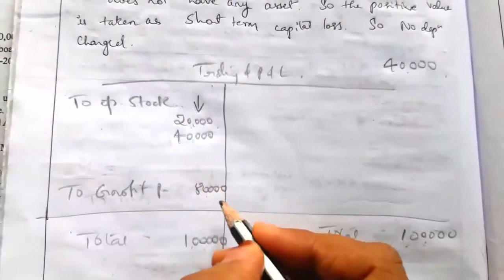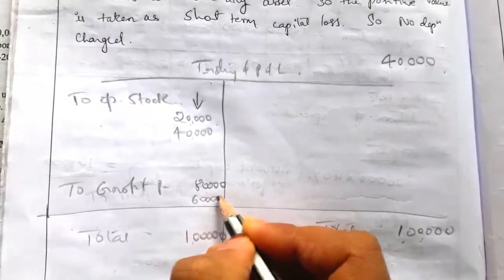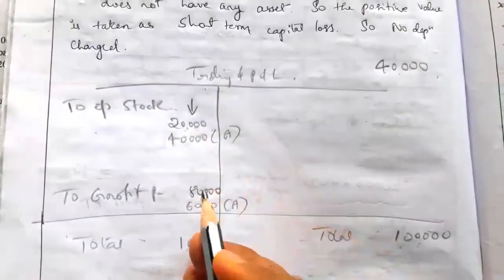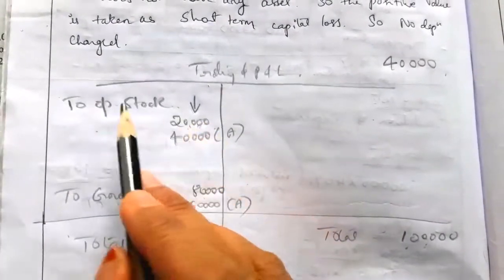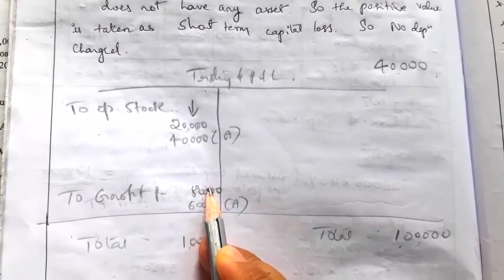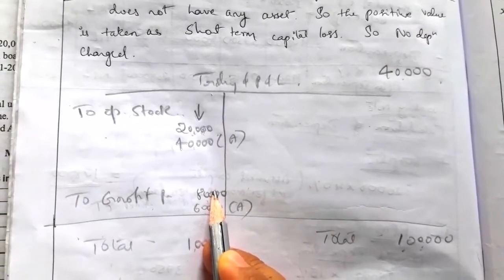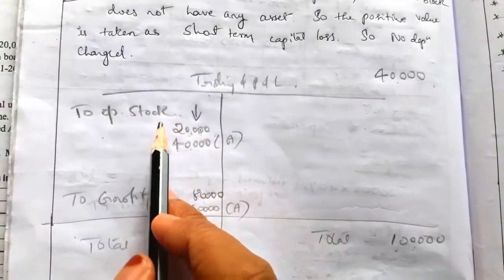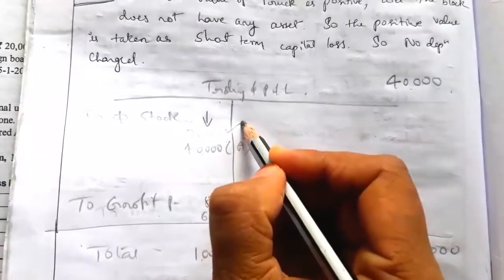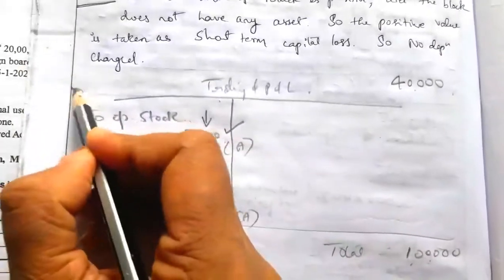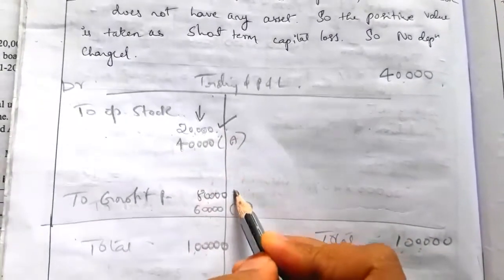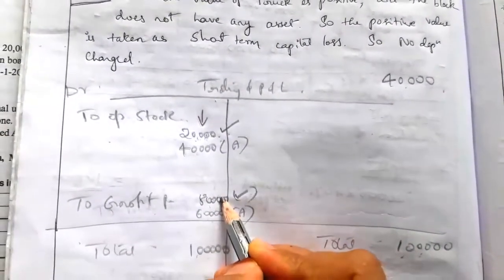1 lakh minus 40,000, you are going to get 60,000. So this is the actual profit. When the opening stock is recorded less, our profit shows more, isn't it? Undervaluation of opening stock means the opening stock is debited less on the debit side of the profit and loss account. When it is debited less, our profit shows more.